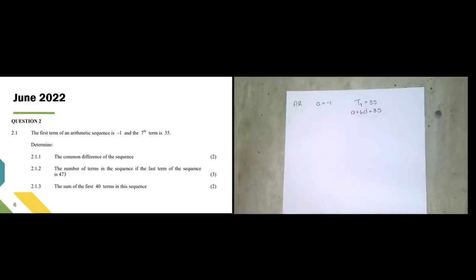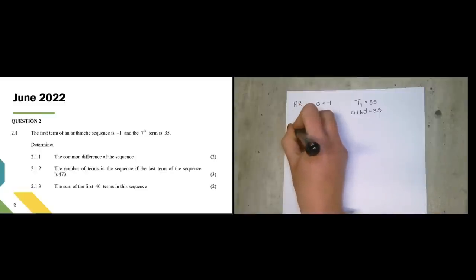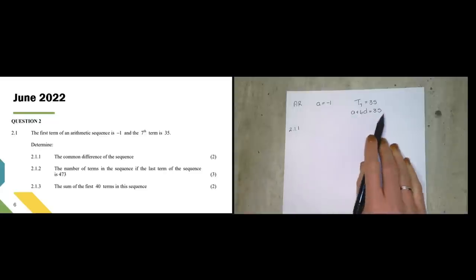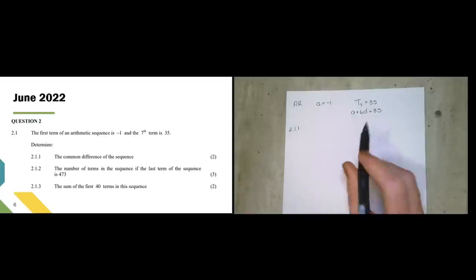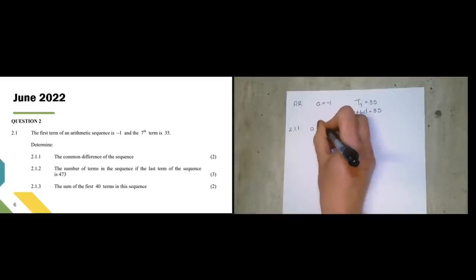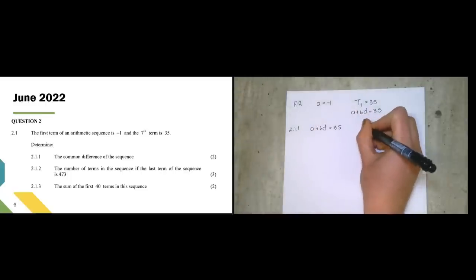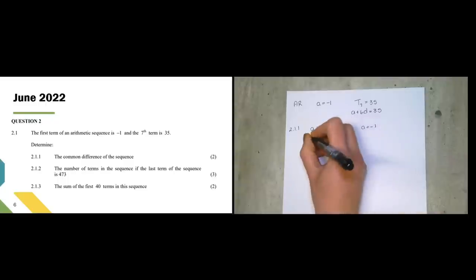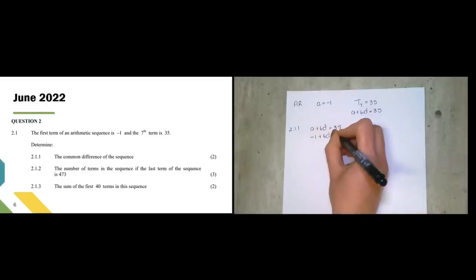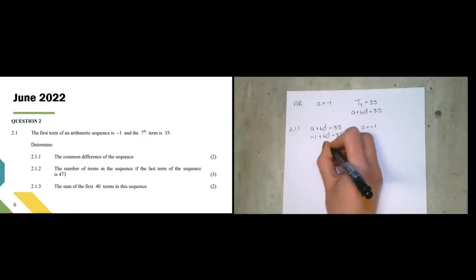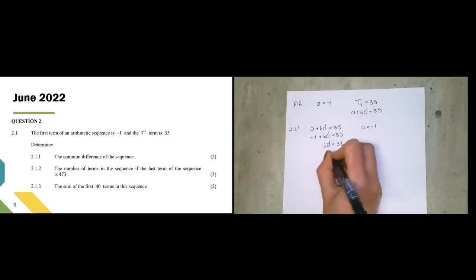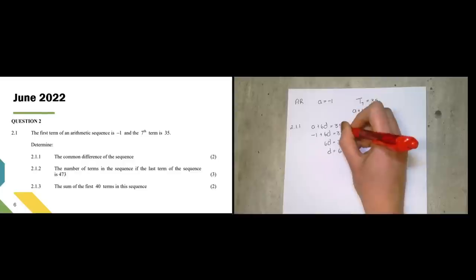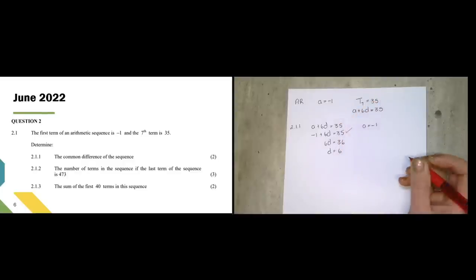Now we go to the first question. Determine the common difference of this sequence. So for 2.1.1, they want me to work out D, the common difference. I have a formula here, A plus 6D equals 35. And I know that A is equal to negative 1. So I can go sub that in. Negative 1 plus 6D equals 35. So 6D is 36. So D, my common difference, works out to be 6. Was 2 marks, a mark for setting up your equation with the negative 1 subbed in, and then a mark for the answer.